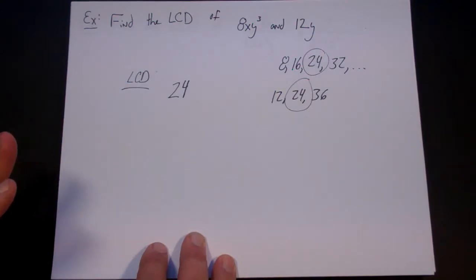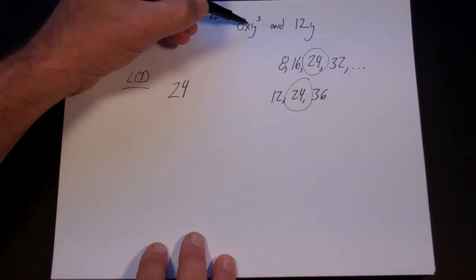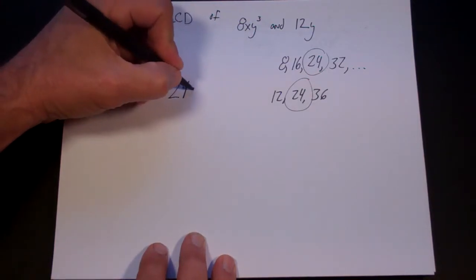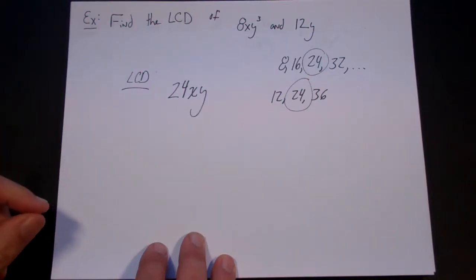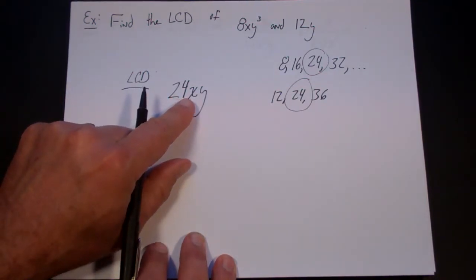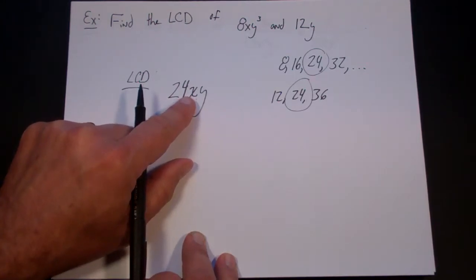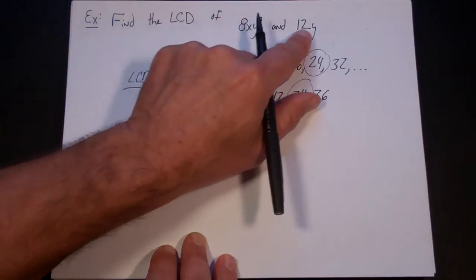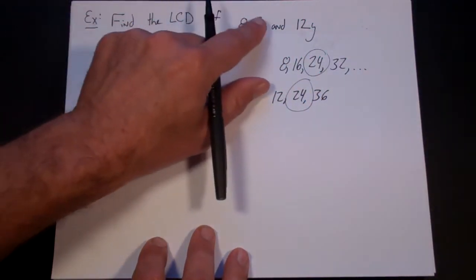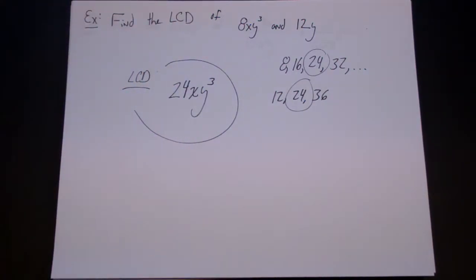And then with the variables, it's even easier. You simply look at every variable that appears. In this case, there's an x, so write an x down. And then there's a y, so write a y down. And you write down each variable to the power which is the greatest. So here there's just an x, so you leave it an x. Here you have a y to the third and a y. The largest power is a y to the third, so that's your LCD right there.